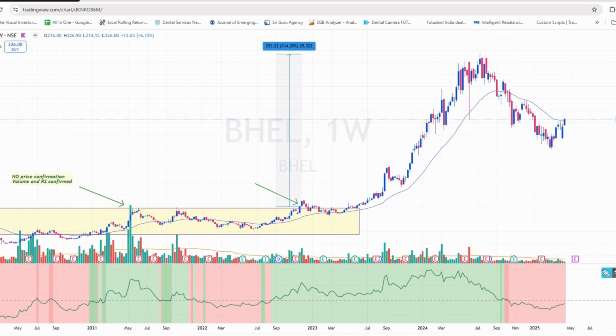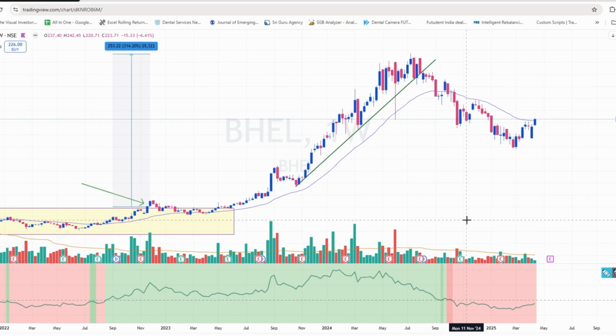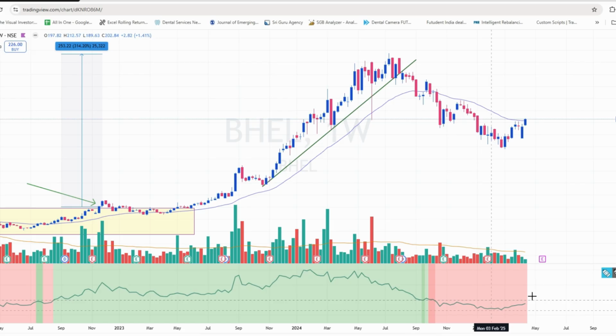Or if you are an aggressive trader, you can exit at the break of this trend line. This is the trend line, with touch points 1, 2, 3, and 4. So can you see the touch points here? Any trend line is valid once it has 3 touch points. So touch point 1, touch point 2, touch point 3, touch point 4, touch point 5.